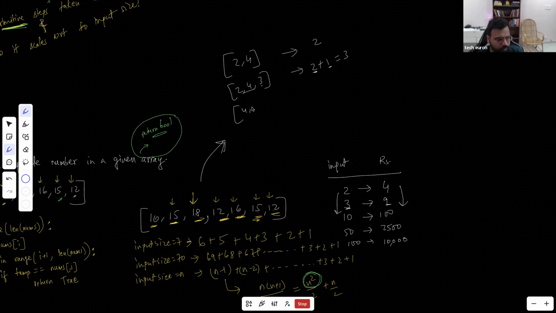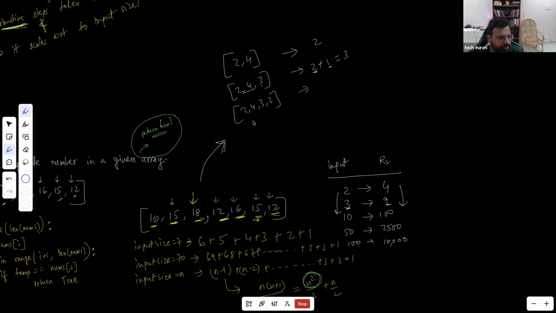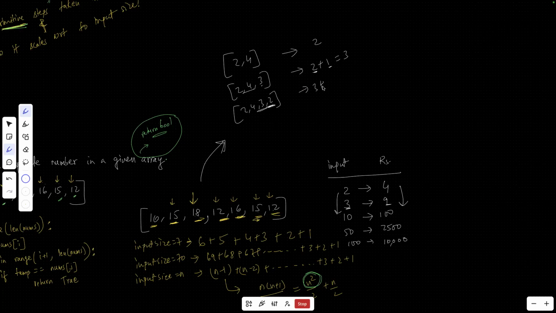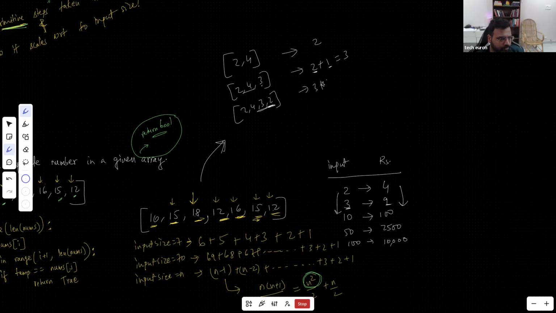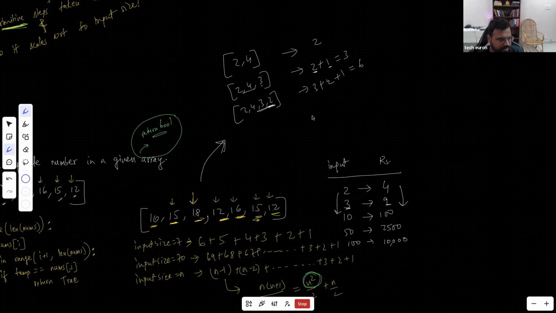If you take input size 4: 2, 4, 3, and 2, then how many steps will you take? You will first compare 2 with 3, then 4 with 2, or basically you can say 3 plus 2 plus 1. So this is 6 steps. If you keep going, if you are having 10 elements, then how much will you take?